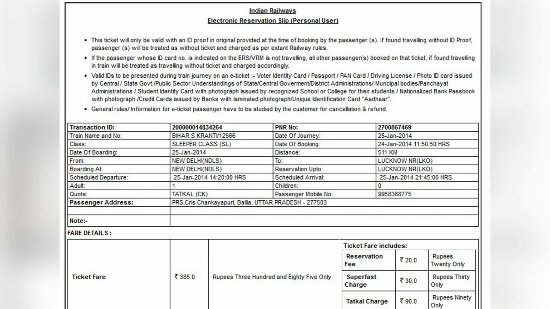Click on Print ERS to view or print your e-ticket. An SMS with booking details will be sent to your mobile.